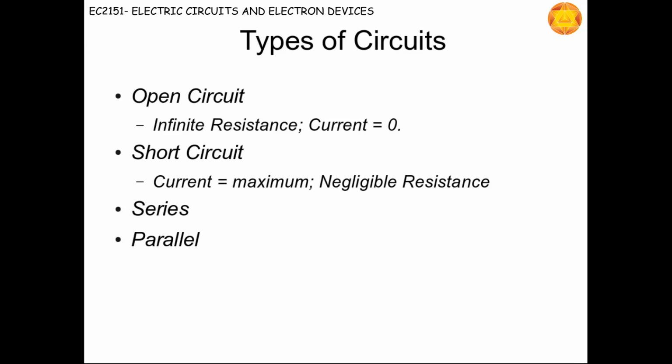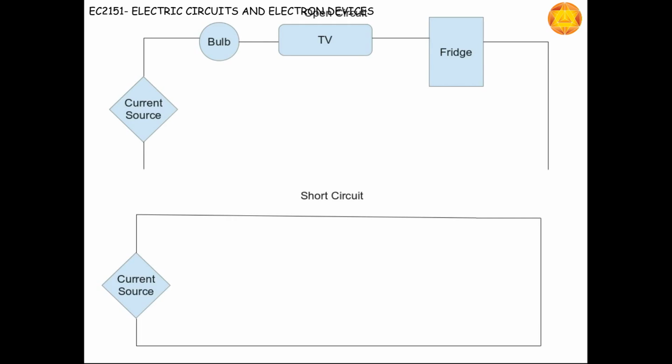A circuit can be differentiated in many ways. With respect to the subject, we need to know what an open circuit, a short circuit, and series and parallel circuits are. A circuit is considered open when it has infinite resistance, so the current is equal to 0. A circuit is considered short when the current is at maximum and the resistance is almost 0. It's not equal to 0. Remember, any component will have its own resistance, so it is considered to be negligible resistance.